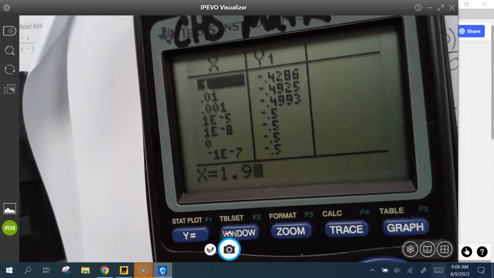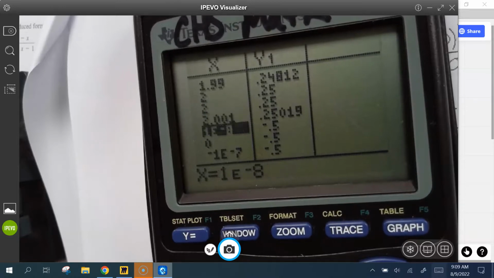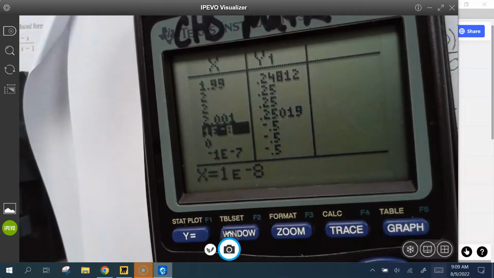Let's see. Let's go 1.99. 1.9999. Looks like it's getting closer and closer to 1/4, right? How about if I approach from the other side? What approaches 2 from the other side? Not 1.99, but 2.0001. A little bit bigger. See how it's still getting closer and closer to that 1/4, even though it's not defined on the graph.